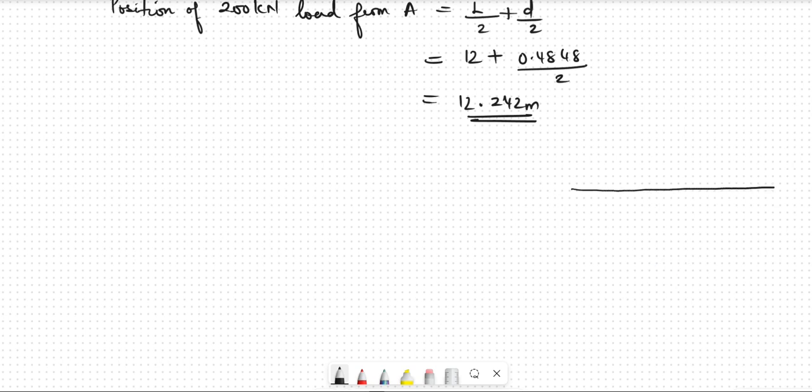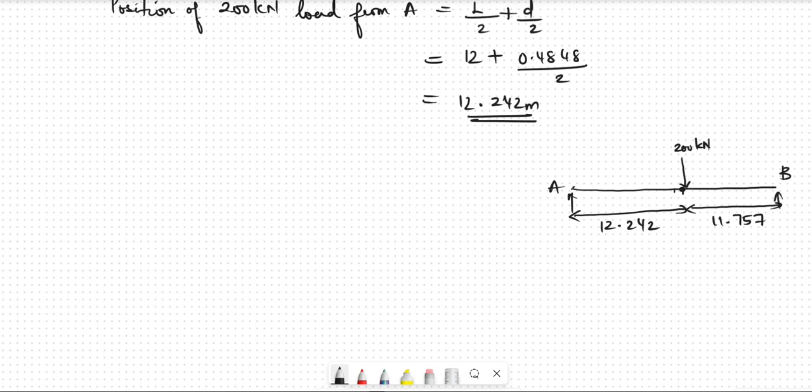So I'll draw the span again. This is your simply supported beam AB. And how will you position the load? 12 is the center of the span, so 12.242 means somewhere more than the center span. So this is 12.242, which means this distance will be 11.757. This is where you have to place your 200 kilonewton load. So the position of the 200 kilonewton load from end A is shown.